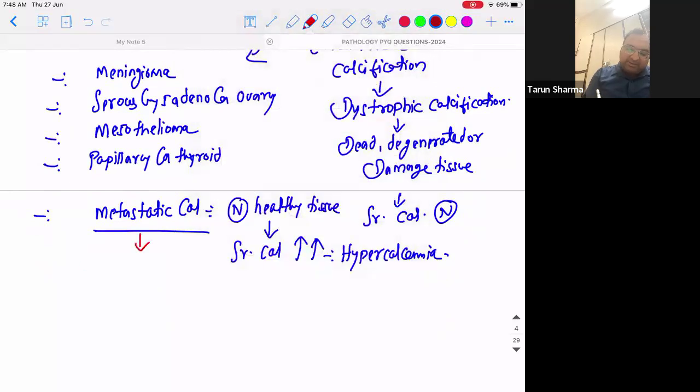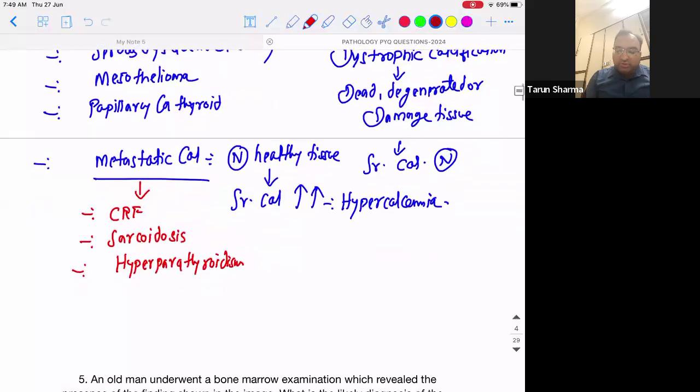Like metastatic calcification can be seen in CRF, that is chronic renal failure, because chronic renal failure cases are associated with hypercalcemia. Like sarcoidosis is also one of the causes of hypercalcemia. So here you can see one of the most common causes of hypercalcemia in the world is hyperparathyroidism. So here also you are going to get hypercalcemia. Milk alkali syndrome is also one of the very important conditions where hypercalcemia is seen. Then there can be a metastasis to bone.